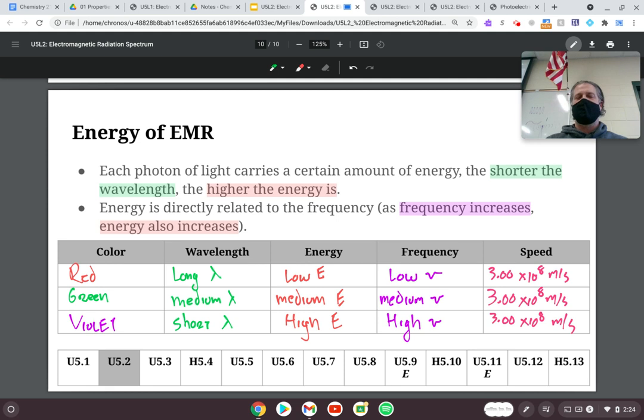What I mean is that if there is a really tiny wavelength, if the waves are really, really tightly packed together, there's more energy. You also need to be able to tell me that if the frequency is really, really high, the energy is going to be really, really high. Okay? So there is the lesson for today. Any questions about the lesson for today?